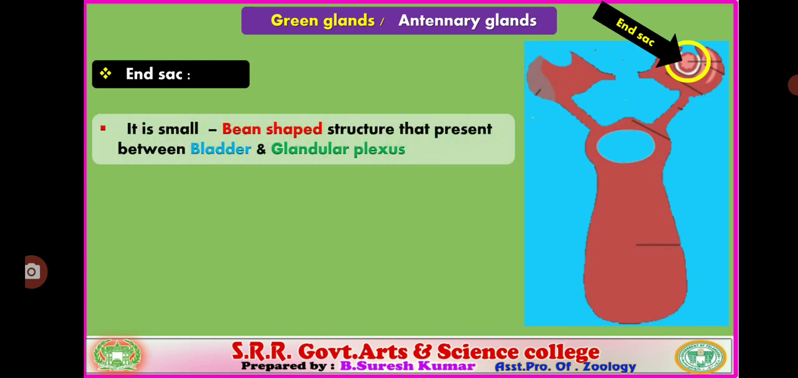It is a small bean-shaped, kidney-shaped structure that is present between the bladder and the glandular plexus. Remember, it is a bean-shaped structure that remains between the bladder and the glandular plexus. You observe an arrow mark, that is the bladder, and another arrow mark, that is the glandular plexus. So in between these two structures, centrally, a minute bean-shaped structure is present. So that is considered as the end sac. Followed? Inside the circle it is marked, that is the end sac.